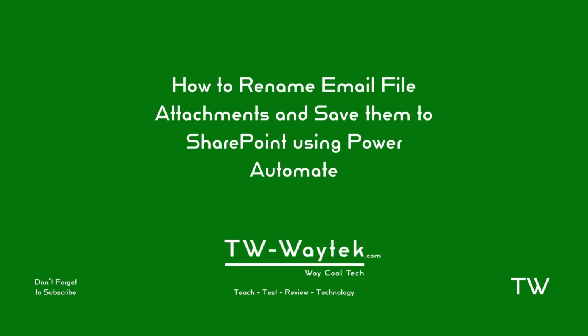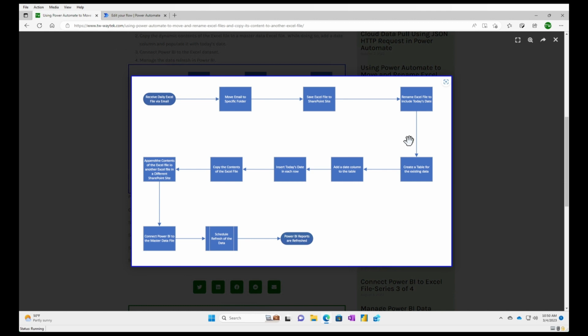Today we're going to be talking about how to rename email file attachments and save them to SharePoint using Power Automate. So let's get started. Okay, so we have a scenario where we're going to receive an email every day with an attachment, an Excel file, and we want to save it to SharePoint and then rename it to include today's date and time.